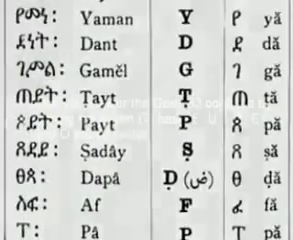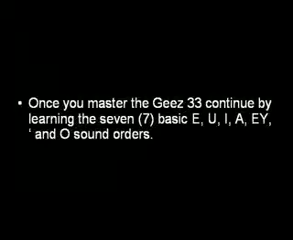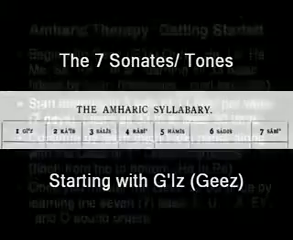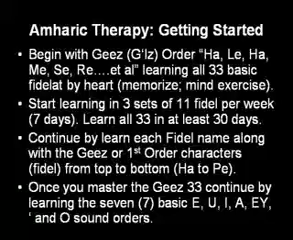Continue by learning the 7 basic vowel or sound orders, the E, U, E, A, I and the O. The Q.H.S. is the first, and then the Ka'ib, and then the Shalis, and the Rabi'i, and then the Hams, and then the Sads, and then the Sab'i. You understand the seven basic orders, but beginning with Q.H.S. from top to bottom.